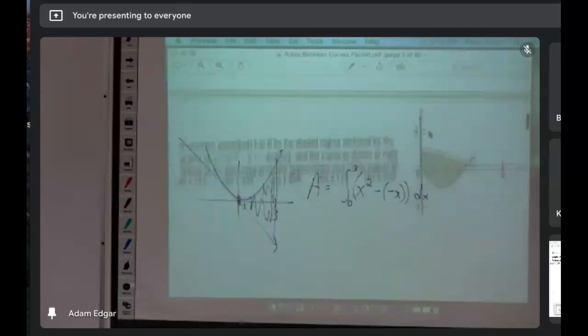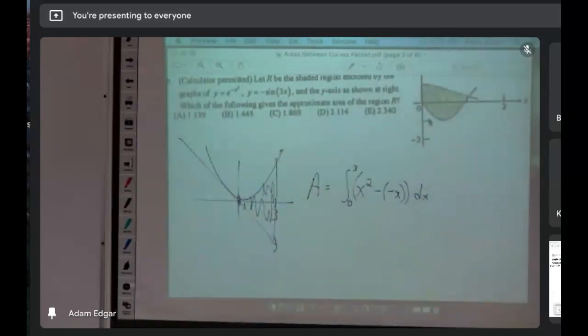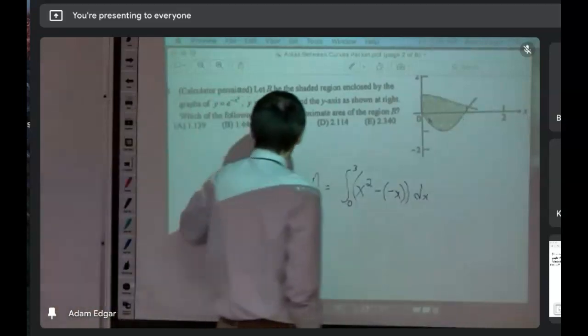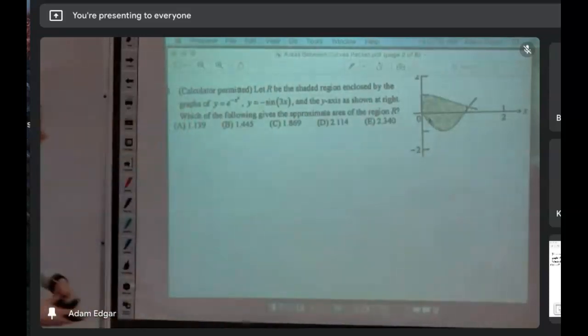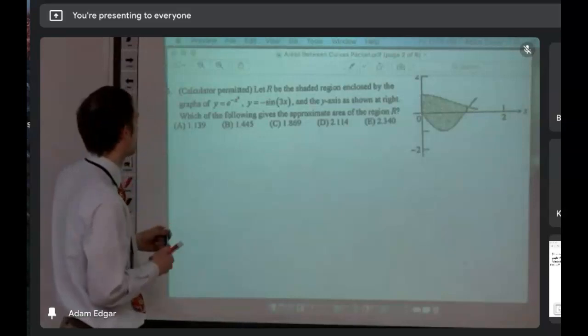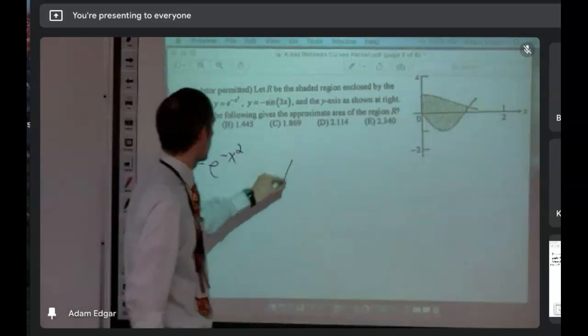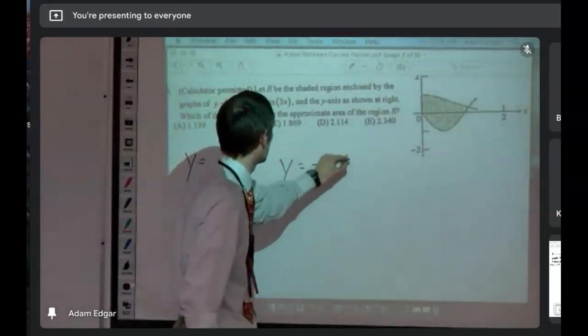Next one. Use your calculator to come up with the answer. If you can show the correct integral that you're going to use, that's good. And then if you can put that in your calculator and evaluate it, that's what you need to do. And that's e to the negative x squared. So one curve is y equals e to the negative x squared. The other one is y equals negative sine of 3x.